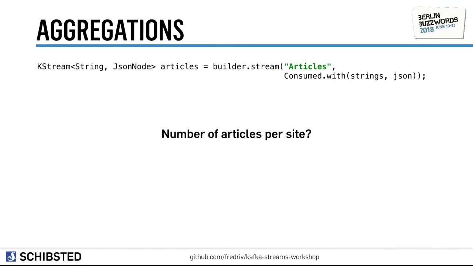So if we stick with our example of news articles, I don't want to see just the raw stream of articles. I want to compute the number of articles that are published per site. And this is very similar to what we do when we get our clickstream events in, and you want to count the number of visitors, for example, per site, and so on.